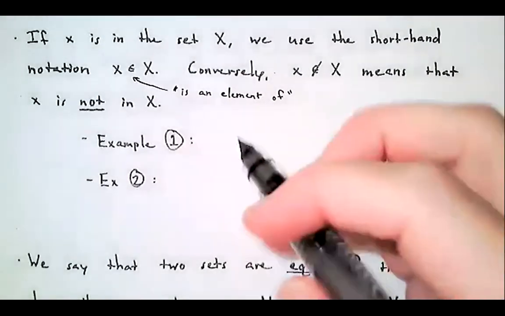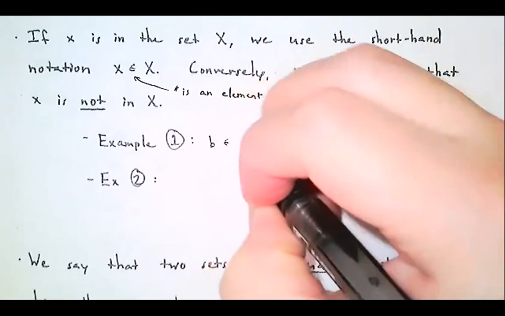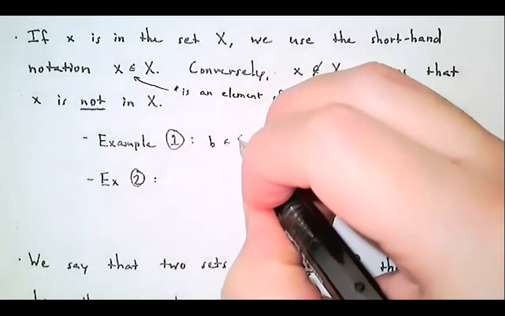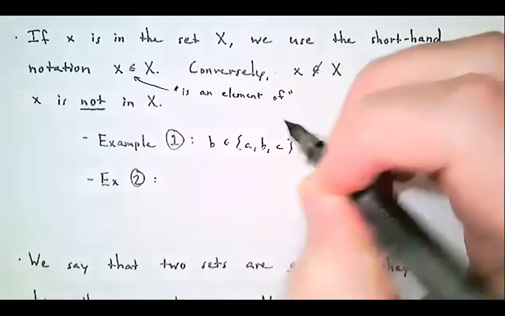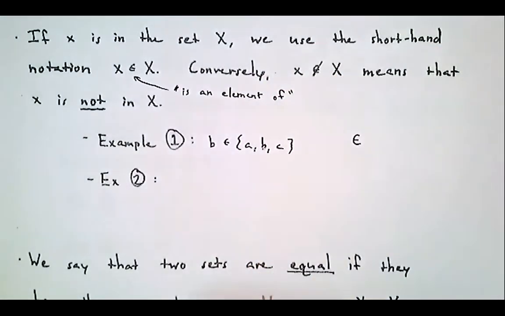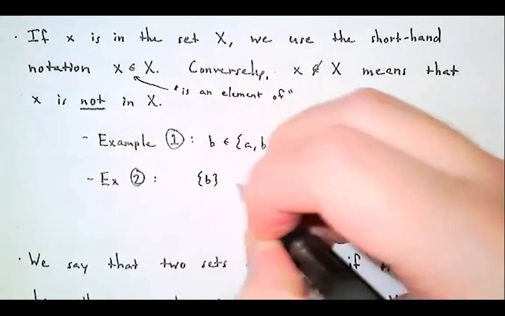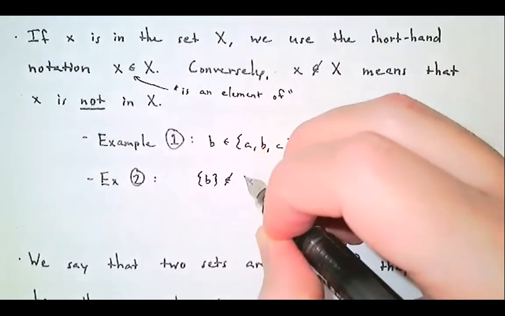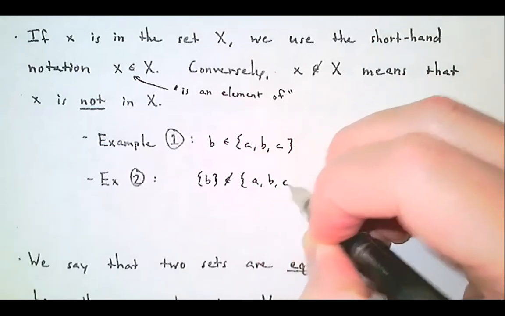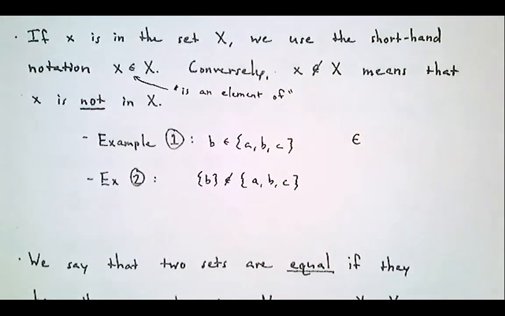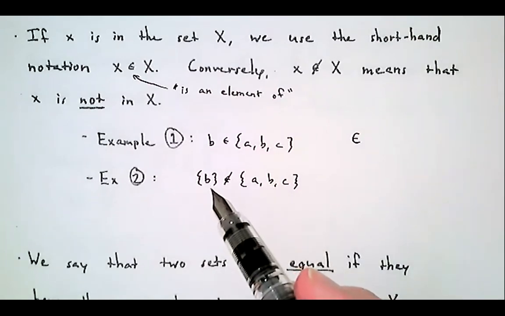Okay, so let's just look at a quick example. The letter B is an element of the set with A, B, C in it. And the set containing B is not an element of the set with A, B, and C. Okay. So this set has the letter B, but it doesn't have the set containing B.